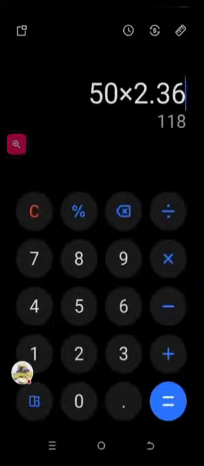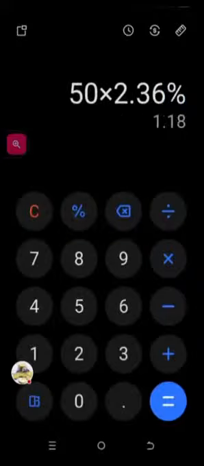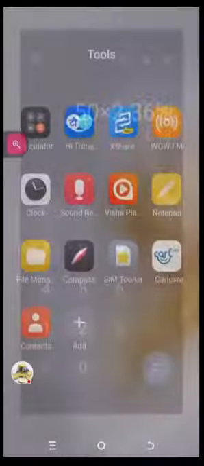Is that 2.3? Okay, maybe 2.36. Yeah, 2.36% is $1.18. So this is awesome. This is beautiful. Awesome. I love this. I love it when we make money.